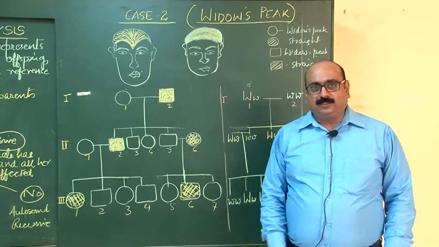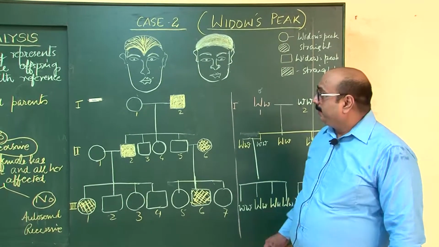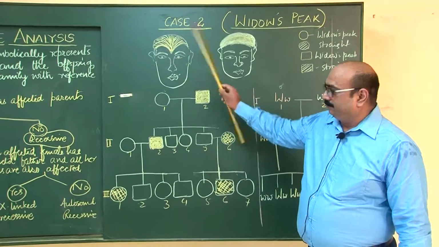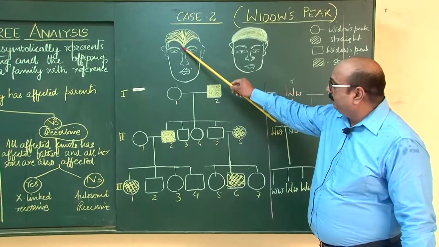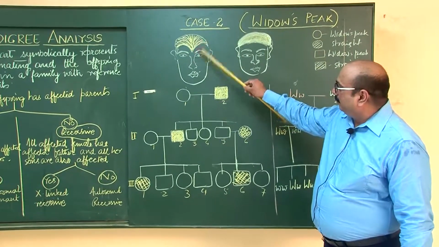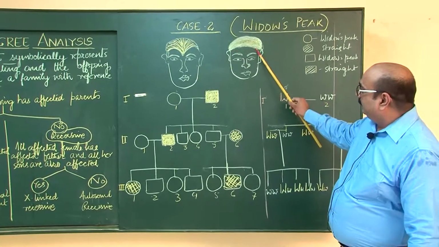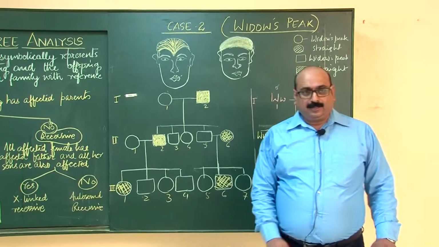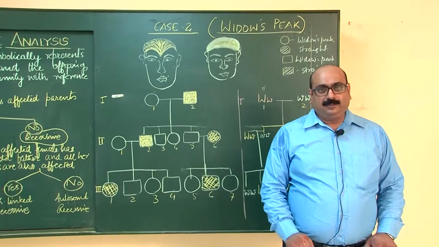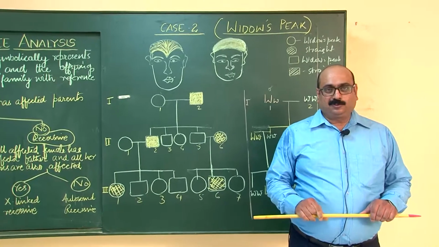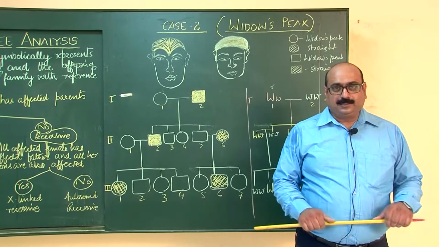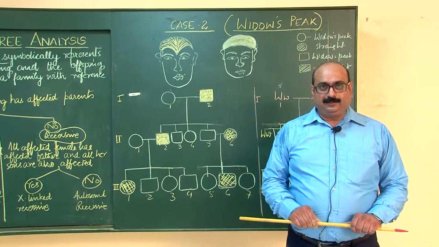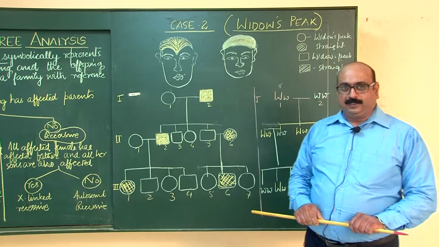Welcome students, this is case number 2, widow's peak. Actually, widow's peak is not a disease, it is a trait where a V-shaped hairline comes near the front of the head, and there is another trait which is a straight hairline. Why is it called widow's peak? Because of a superstition in England that widows, whose husbands have died, have a V-like hairline, but it is nothing like that. Genetically, it is altogether different.